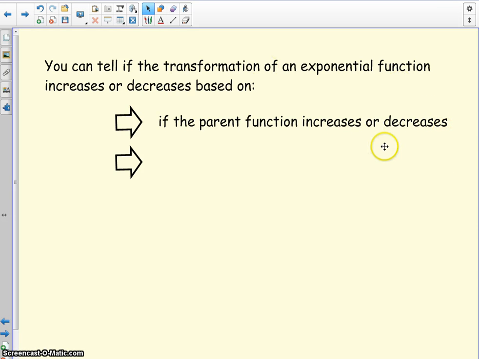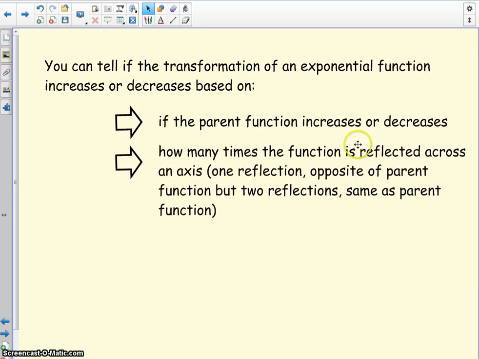But then you have to look at whether there's any reflection. Each reflection that you do, whether it's a reflection across the x-axis or a reflection across the y-axis, will change whether the function is increasing or decreasing. So if you have one reflection, it will be the opposite behavior to the parent function. For example, the parent function increases, you have one reflection, now your function is decreasing, or vice versa. But if you have two reflections, a reflection across the x and a reflection across the y, it'll be the same behavior as the parent function.